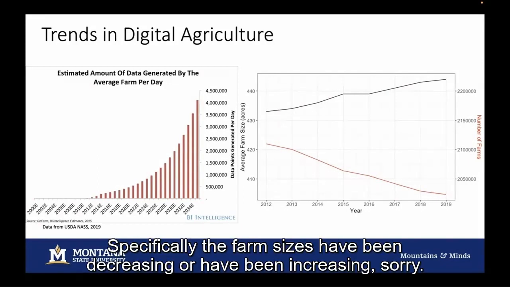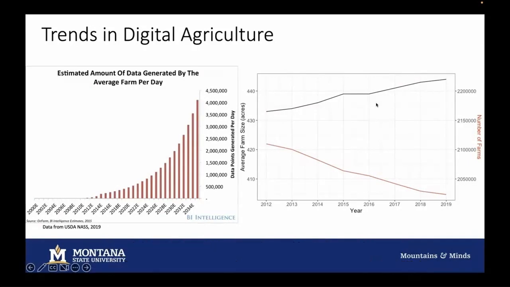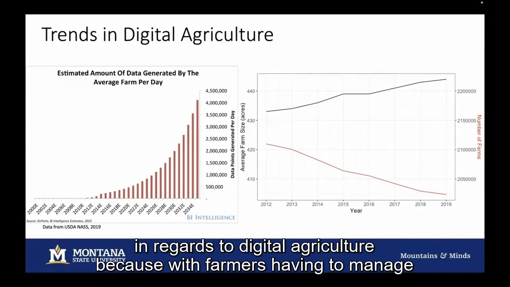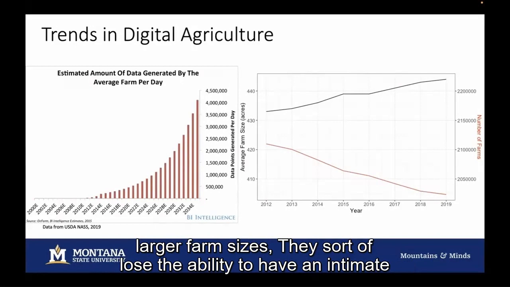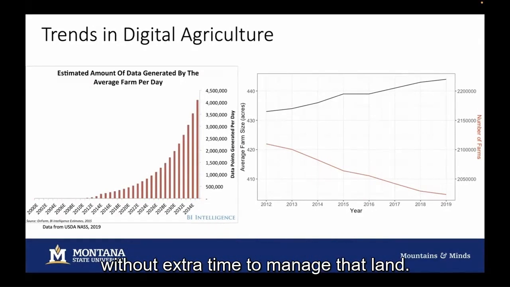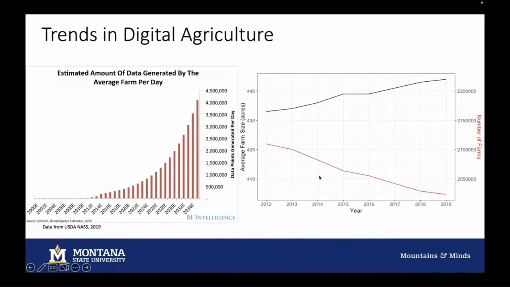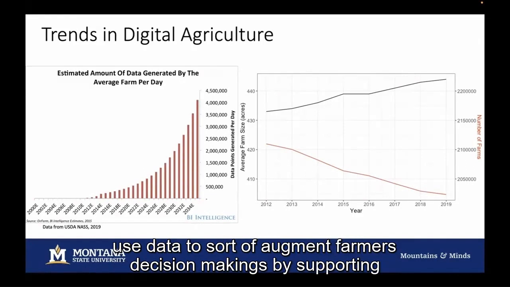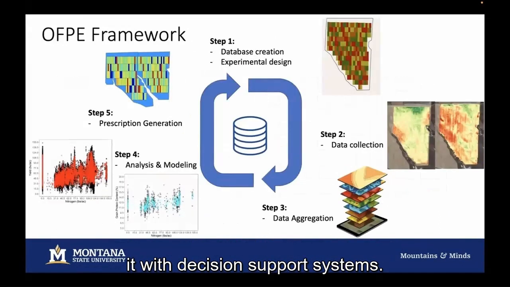Specifically, farm sizes have been increasing, sorry, while the number of farms has been decreasing. This is important in regards to digital agriculture because with farmers having to manage larger farm sizes, they lose the ability to have an intimate connection with their land, because they have so much of that land without extra time to manage it. And so this is where digital agriculture comes in, where we can use data to augment farmers' decision making by supporting it with decision support systems.